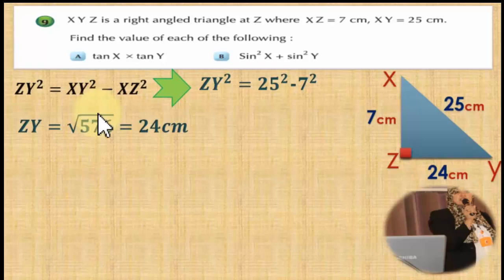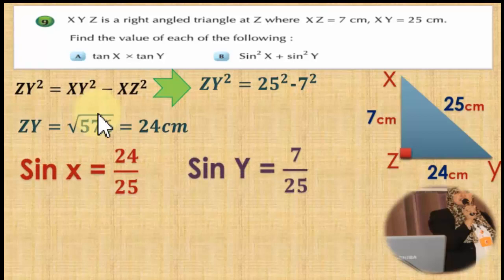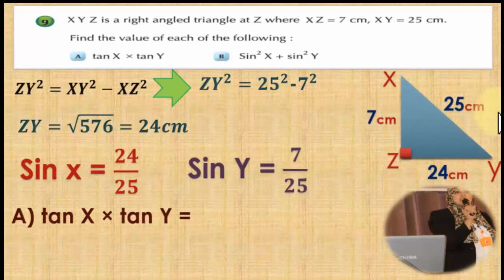Now we have the three side lengths. It's so easy to calculate the trigonometric ratios for each angle, x or y. Try to start with tan x. How can we calculate tan x? We must at first know the sine of x and the cosine of x and divide sine x by cosine x. Or we can say tan x equals the opposite side over the adjacent side. So firstly, sine x equals the opposite over the hypotenuse, 24 over 25, and sine y equals the opposite of y over the hypotenuse equals 7 over 25.